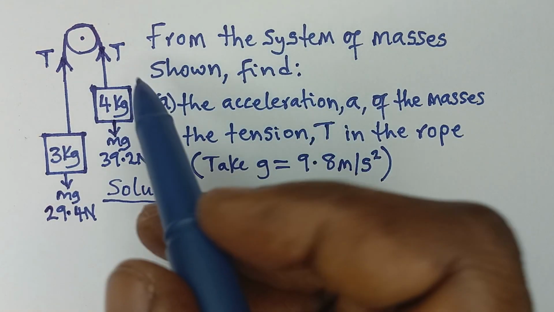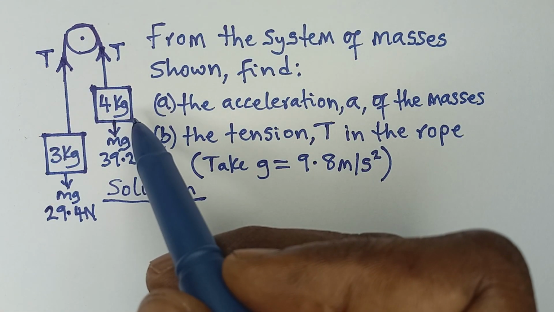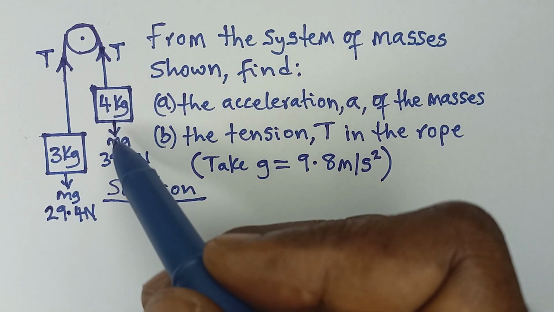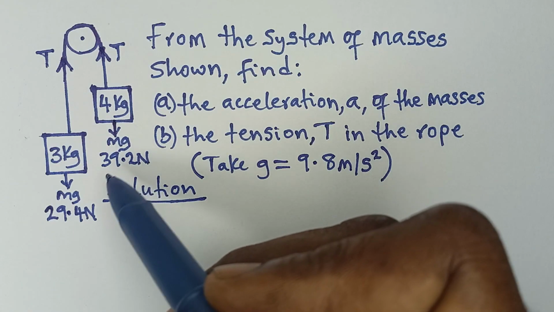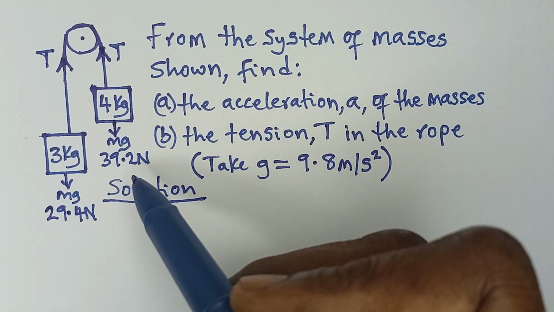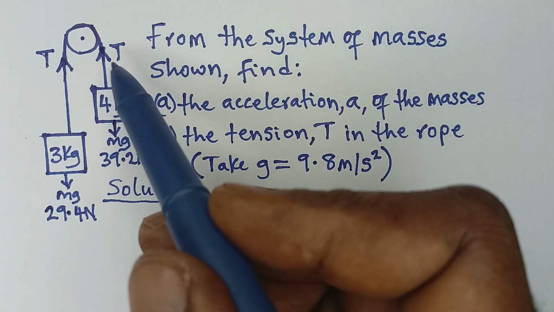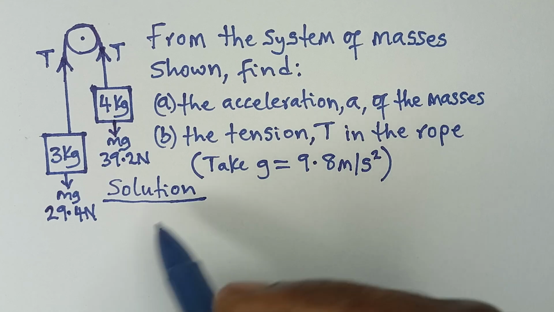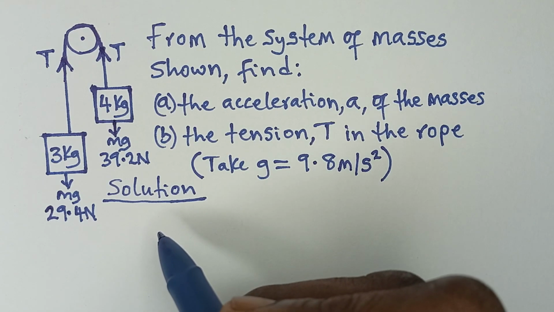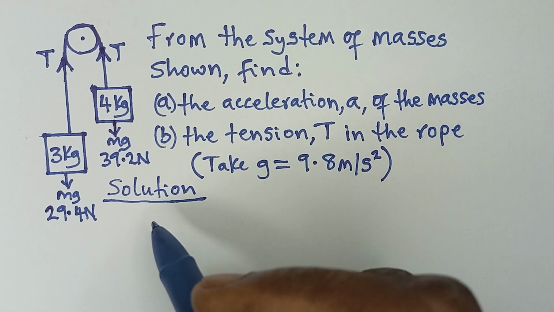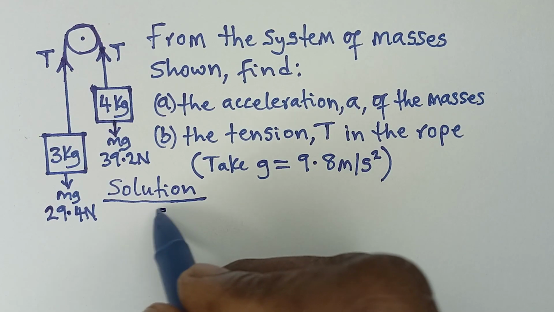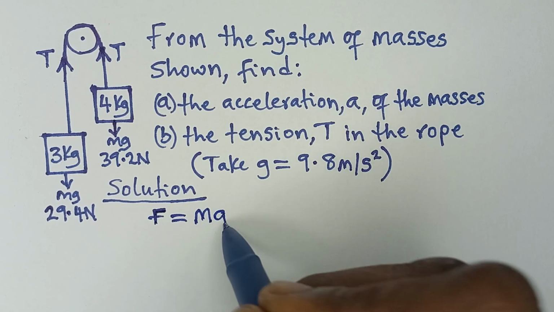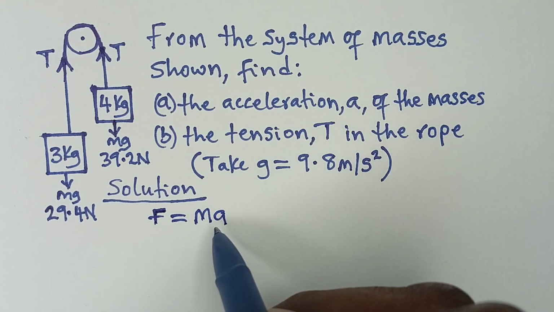Now looking at the 4 kilogram mass, we know that it will go downward. This mass will go downward. So its weight, which is 39.2 Newton, should be greater than the tensional force, T. And so resolving now, the resultant force will be given as that particular weight. But don't forget that from Newton's second law, we have F is equal to ma. Let's put that down first. From Newton's second law, F is equal to ma.